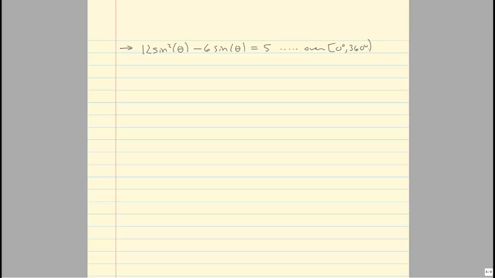Okay, so you could start setting these up if you wanted to and start thinking, well, it could be 12 sine theta, sine theta. Actually, this won't even work yet because I have to get 5 over on the left-hand side. So let's go ahead and subtract the 5 across.